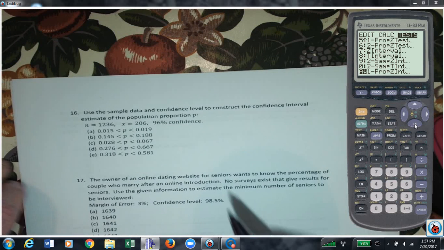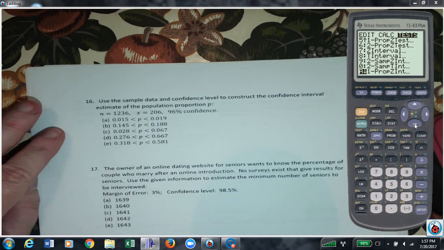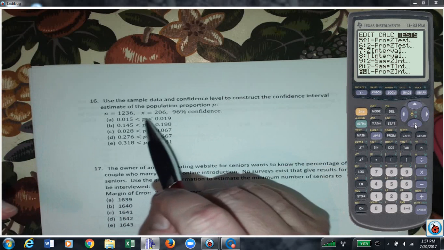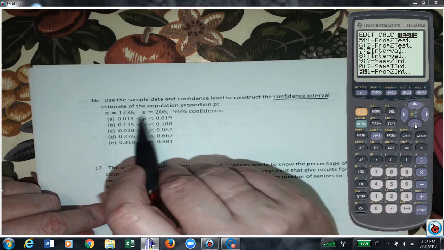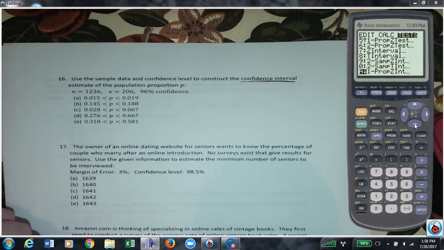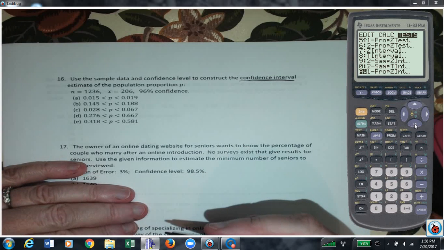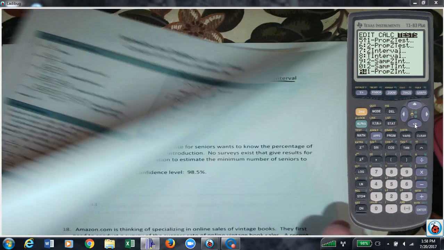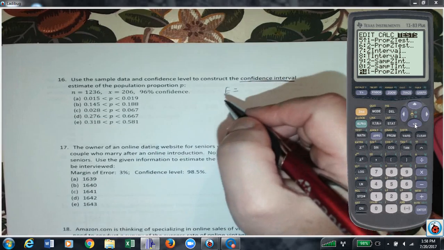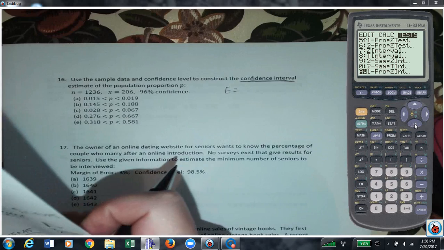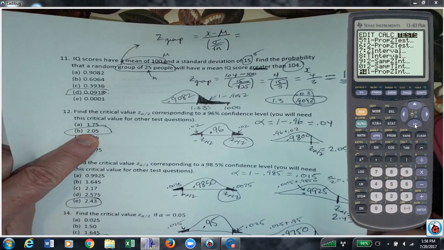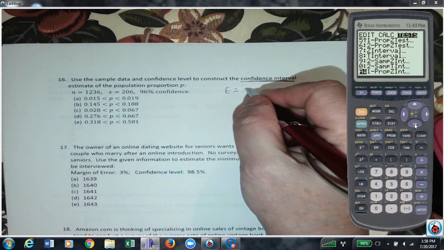Number 16, use the sample data and confidence level to construct the confidence interval of the estimate of the population proportion P. Okay, so now that they want the confidence interval, I can just probably do it directly, and I don't even have to worry about my calculator using the formula sheets. So the old-fashioned way, before this calculator came in, I would have gotten E from question 12. The critical value is 2.05.